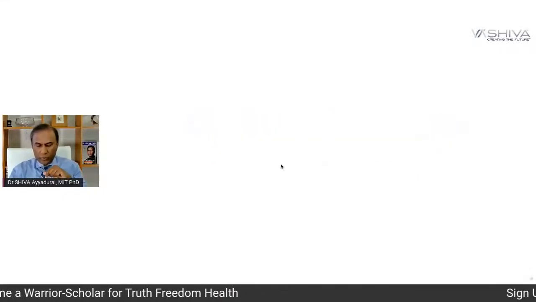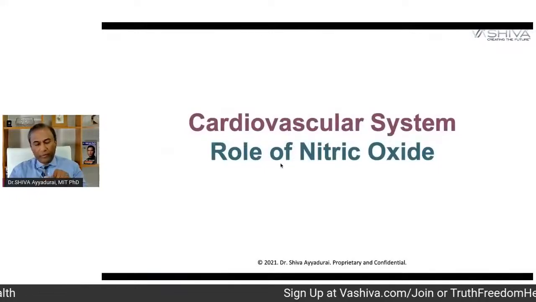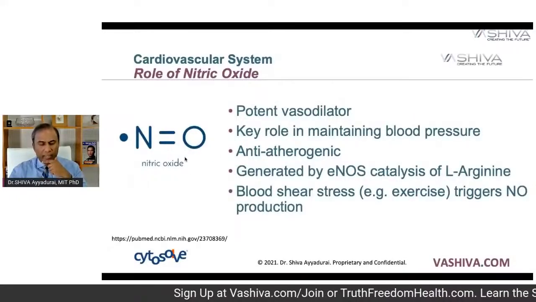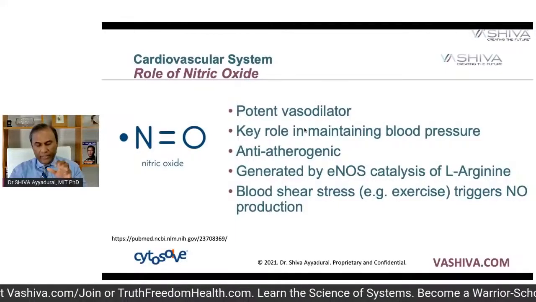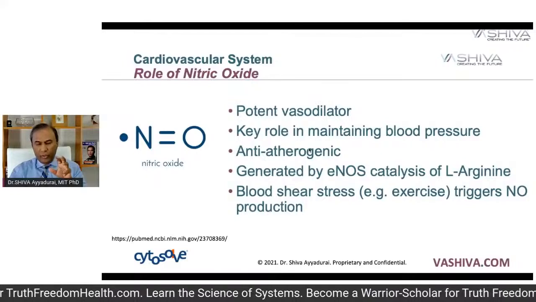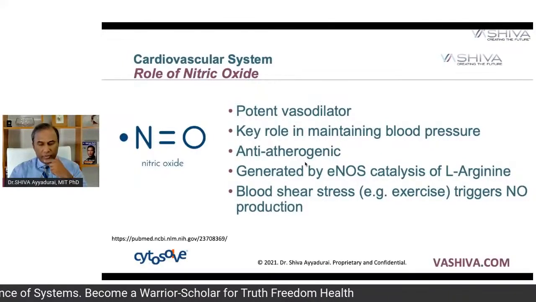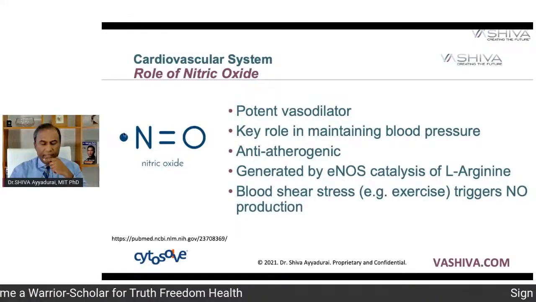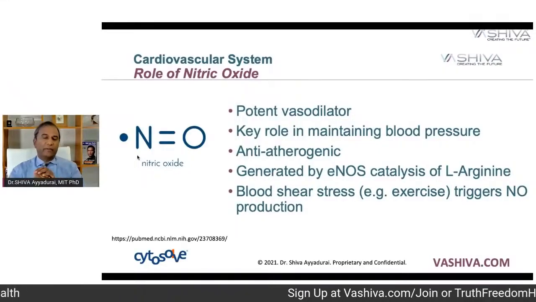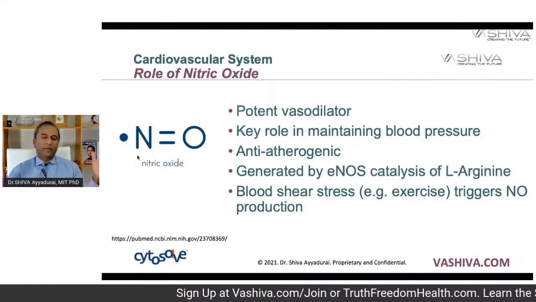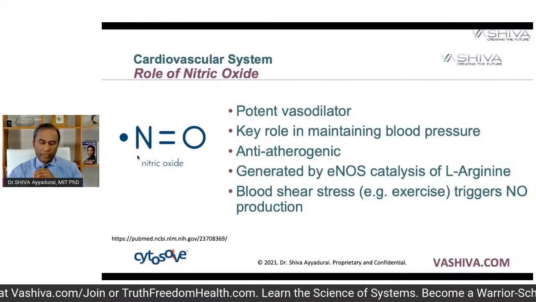So this was work that I'm going to share with you where we looked at the cardiovascular system and the role of nitric oxide. So what is nitric oxide? It's a very, very important molecule. It's a vasodilator, okay? It dilates the vasculature. It plays a key role in maintaining blood pressure. It's anti-atherogenic, anti-atherosclerosis, right? By the way, this was the basis of the discovery of Viagra, right? So you release nitric oxide and you flush blood because you're dilating the tissue.